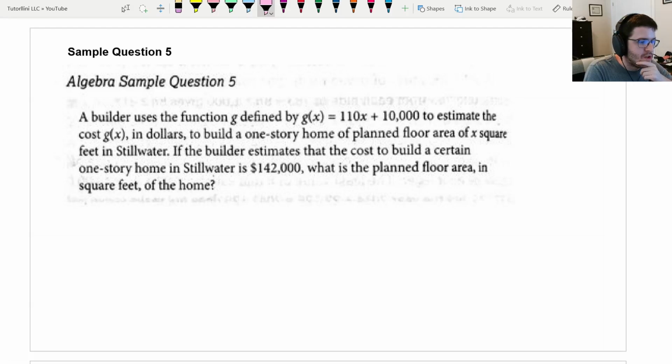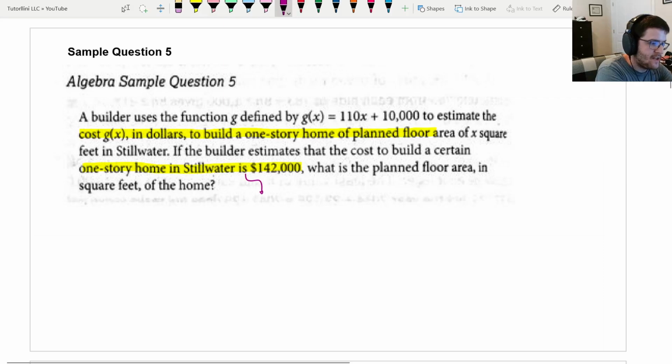It says the cost to build a certain one-story home in Stillwater is $142,000. And it says the cost g of x to build a one-story home, and it says in dollars. It doesn't say in thousands of dollars. So it's basically just telling you that g is equal to 142,000. That's all that's telling you.